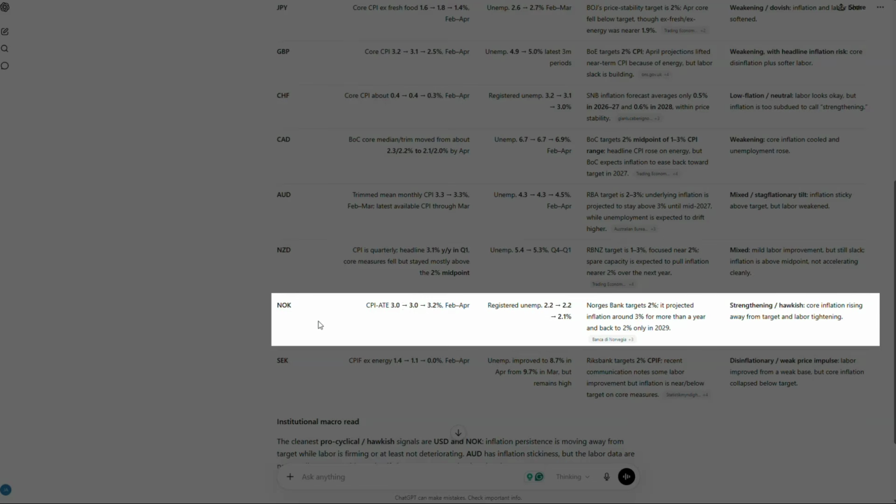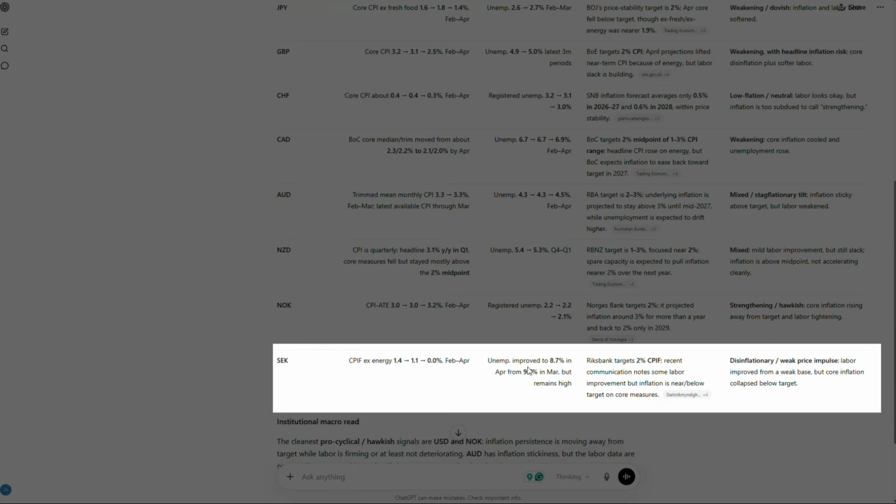And then you got, for instance, the Norwegian krone, very hawkish because inflation for Norway is very above the central bank's target, which is 2%. Inflation is 3.2%. Unemployment rate is pretty good, so strengthening hawkish versus a very dovish context in Sweden, for instance.